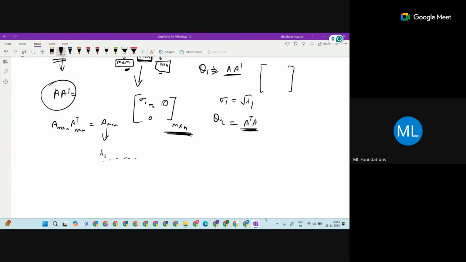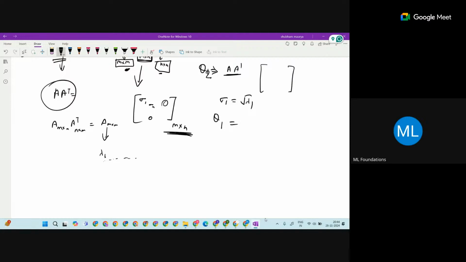What is that formula to find q2? Sorry, we'll get q2 first, and then q1 will get here by the formula. What is that formula? Does anyone remember that?